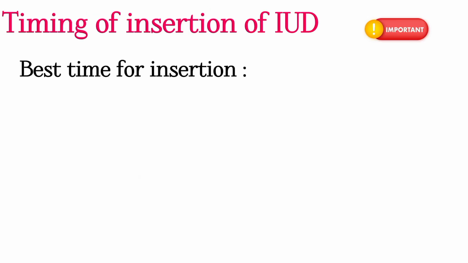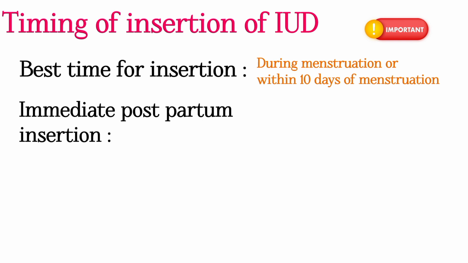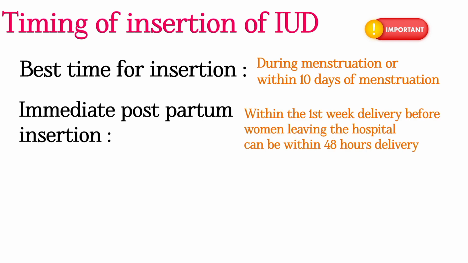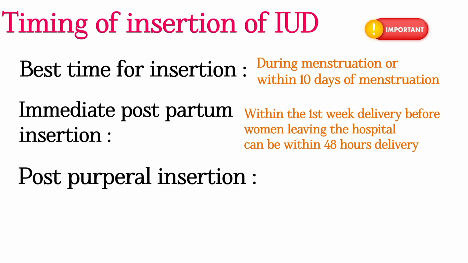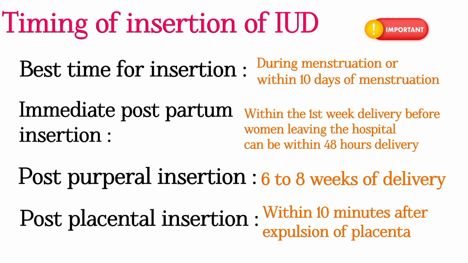Timing of insertion of intrauterine devices. The best time for insertion is during menstruation or within 10 days of the beginning of the menstrual period. Immediate postpartum insertion occurs within the first week of delivery, before the woman leaves the hospital. It can be inserted within 48 hours following delivery. Post-puerperal insertion occurs 6 to 8 weeks following delivery. Post-placental insertion is done within 10 minutes after the expulsion of the placenta. In LSCS delivery, IUCD can be inserted after removing the placenta.